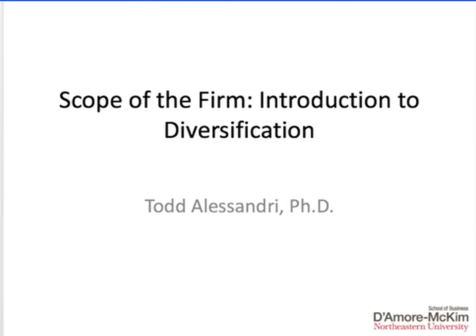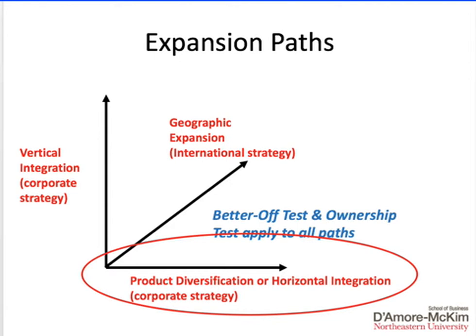In this video, we will introduce diversification. Diversification represents another path that the firm can use to expand its corporate scope. Here, the firm is expanding and operating in multiple industries simultaneously, therefore operating in multiple product markets, potentially with different customers and with different products. Similar to all these different expansion paths, the better off and ownership test must be passed in order to diversify.